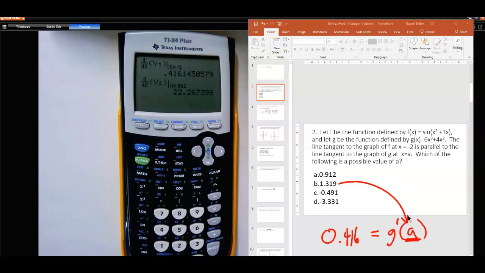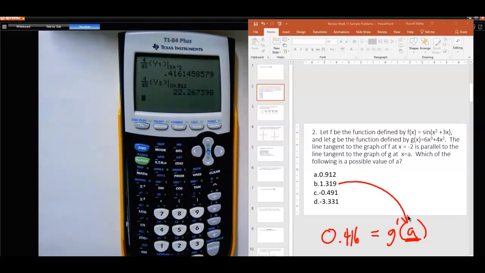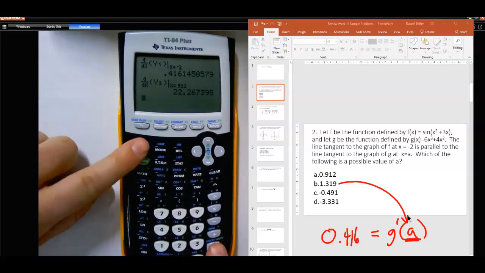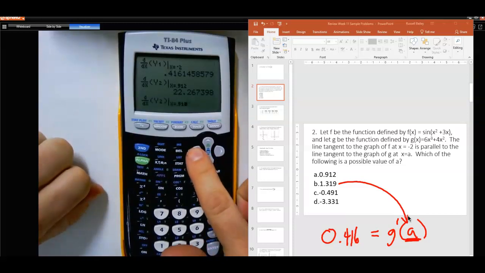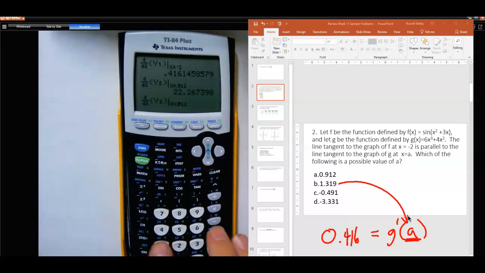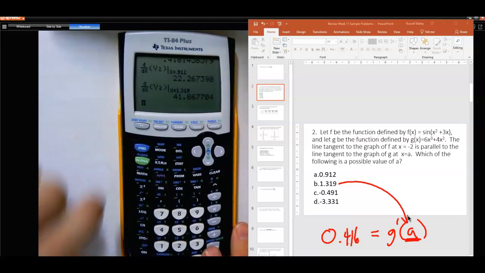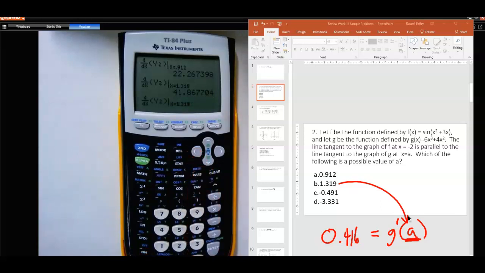Let's try 1.319. Now, so I don't have to retype this whole thing, I'll show you guys an interesting little trick. If you just push second and then enter, it brings up the last thing you typed in, and you can go back and just delete whatever you want and replace it with whatever you want. So I'm going to replace the 0.912 with 1.319 and push enter. Is that the correct answer? No, it's still not 0.416. So let's try the next one. I'm going to push second and enter and bring it up again. Let's try typing in the next option, which is negative 0.49.